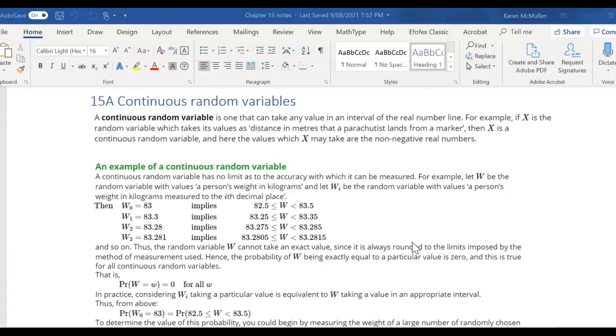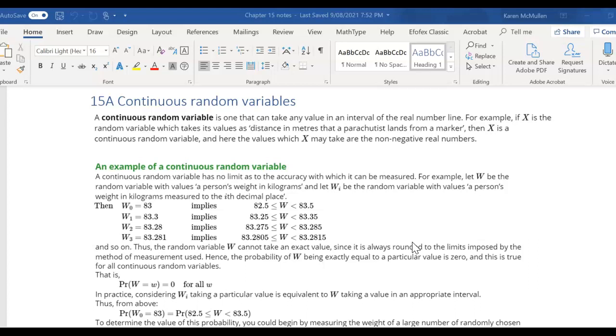So in chapter 14, we looked at discrete random variables. Here we look at continuous random variables. The main difference between discrete and continuous, and I shouldn't say this will always be the case, but usually, is that discrete values we can count and continuous values we measure. So things like height and weight we can measure.